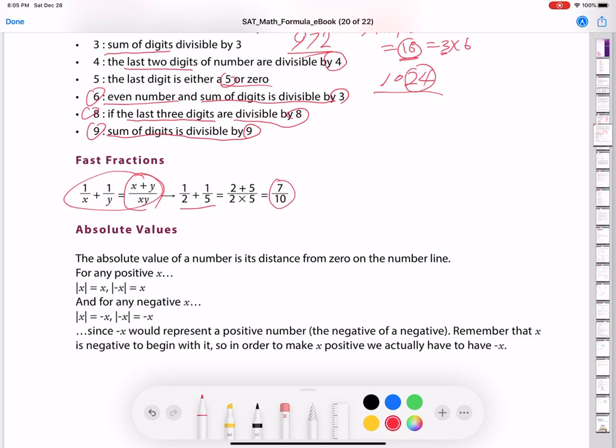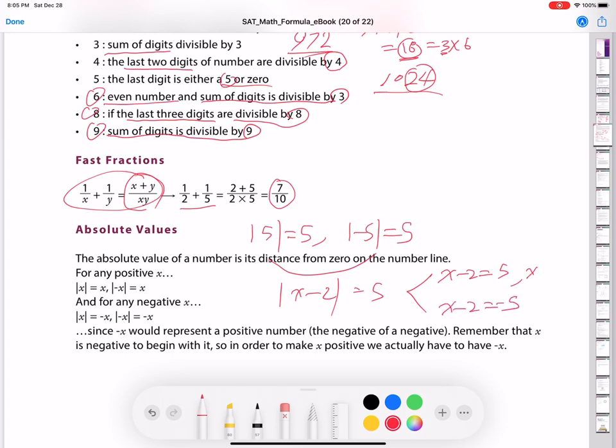Absolute value always makes a number positive, right? The absolute value of 5 is 5. The absolute value of negative 5 is actually 5. Sometimes you have to solve an absolute value equation. The absolute value of x minus 2 is equal to 5. Then solve it twice. x minus 2 can be 5, and x minus 2 can be negative 5. x equals 7, or x equals negative 3. It has two answers like this.